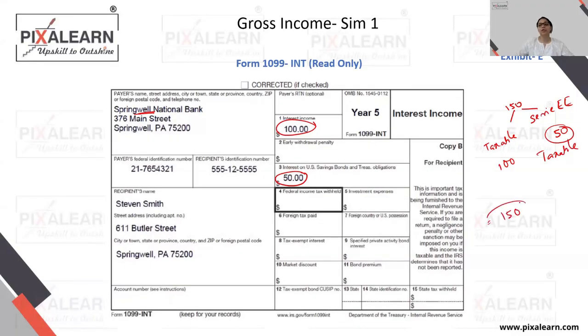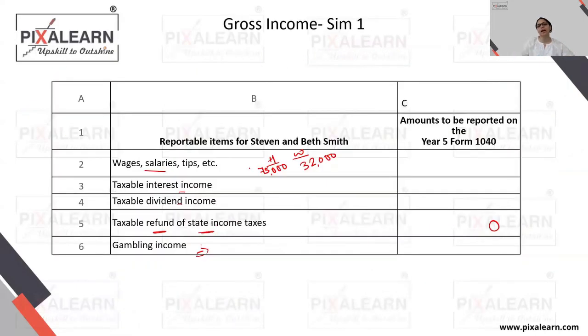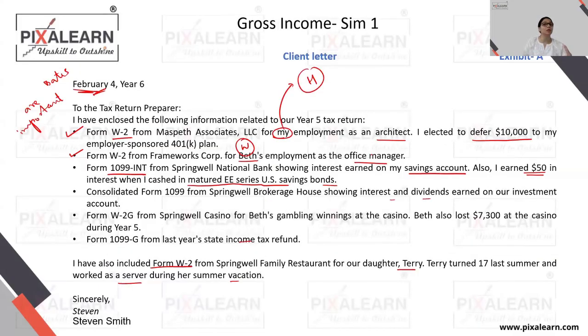This becomes 150. Innately, the moment I see Series EE, I'm going to make it tax-free. Don't do that. They have tried to lay a trap. Don't be caught by the trap. So I know I have 150 as taxable income, and I have finished the use of the third data. Go to the next one.